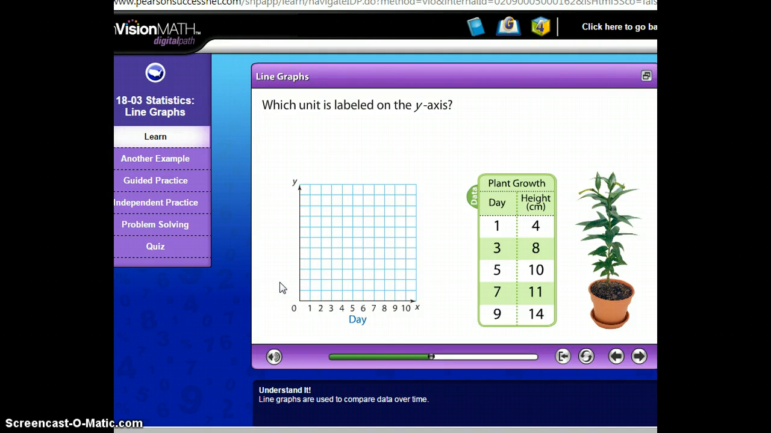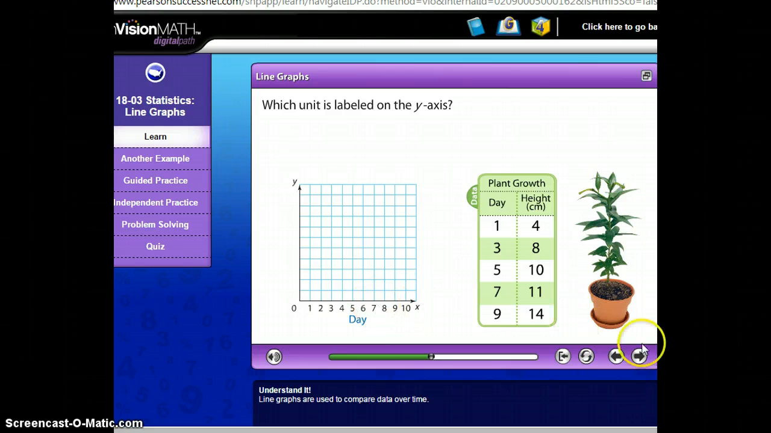I had a question. Okay, but can you answer that for me? What label is this y-axis going to get? 1, 2, 3, 4. Well, those are the numbers, but what label? Height. Yes, height in centimeters. That's going to be your label here.